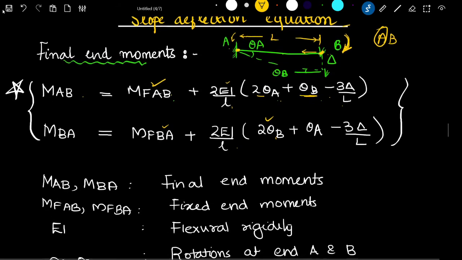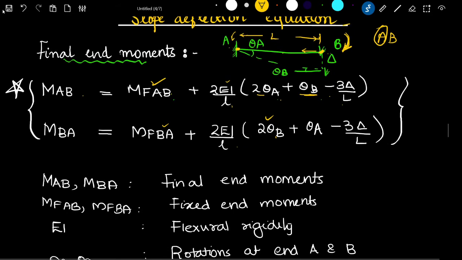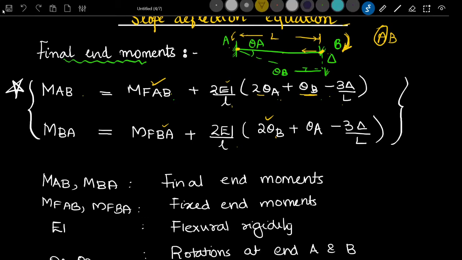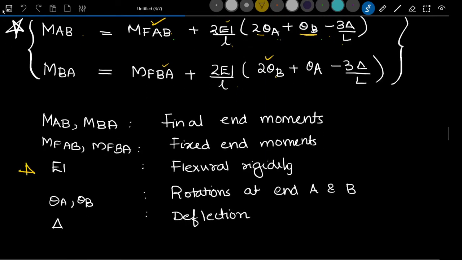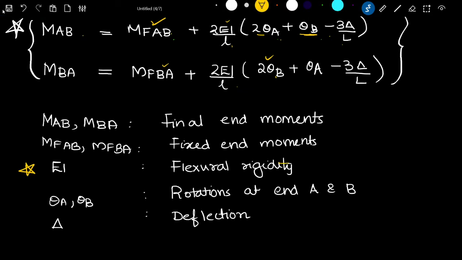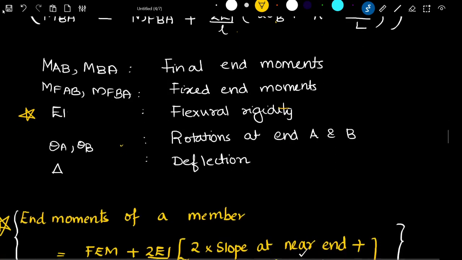Here the terms MAB and MBA denote the final end moments. M of AB and M of BA are the fixed end moments at ends A and B respectively. EI is what you call the flexural rigidity. Many objective questions have been asked on this. What is EI? EI is called the flexural rigidity, modulus of elasticity into moment of inertia.